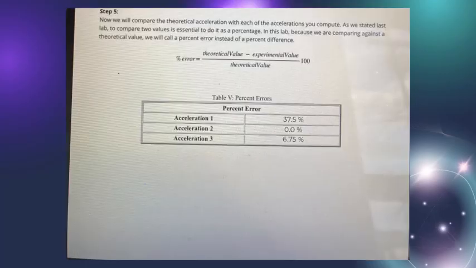Finally, we had to calculate our percentage of error, which was the theoretical value minus the experimental value over the theoretical value, times 100. And here in table number 5, we have our percent errors. In acceleration number 1, we had a 37.5%. Our acceleration 2, we had a 0.0%. And our acceleration 3 had a 6.75% error.